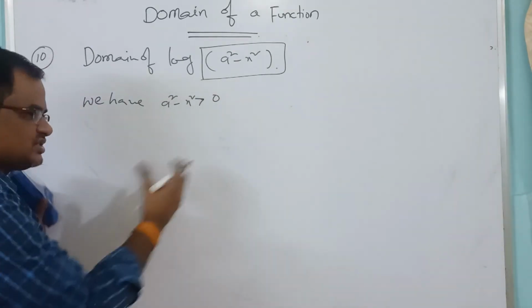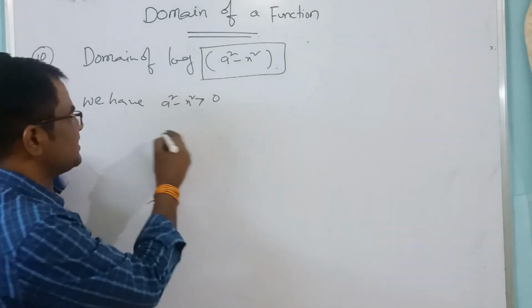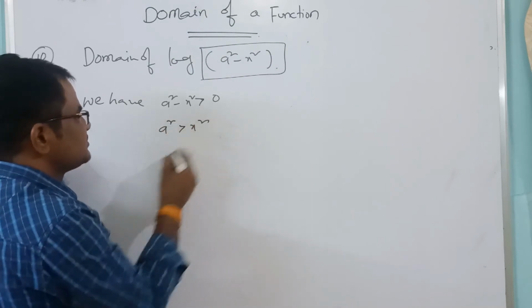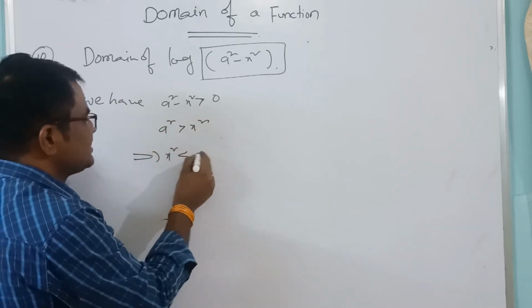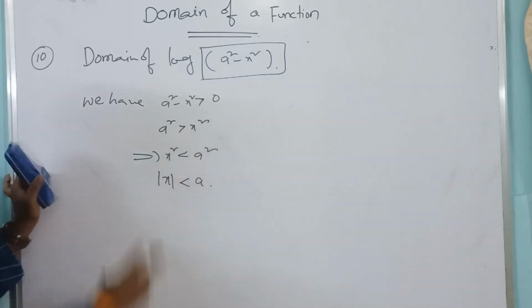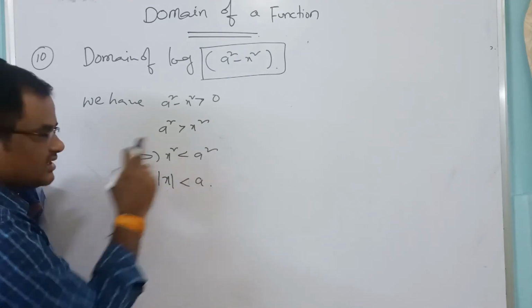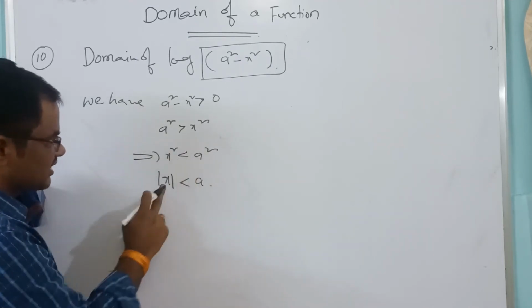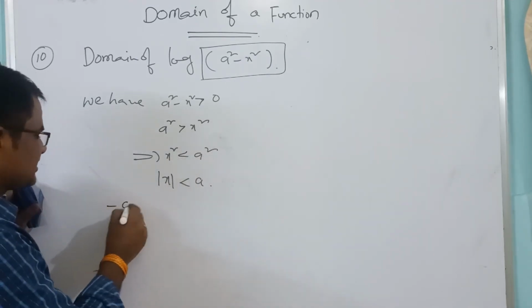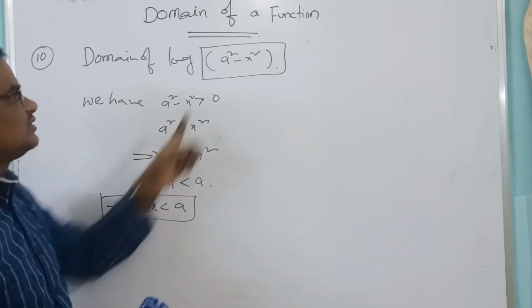After that, the same procedure we followed for the previous problem. A square greater than x square, that implies x square less than a square, so mod x less than a. Means minus a less than x less than a. For any value in this range that we substitute, the function exists.